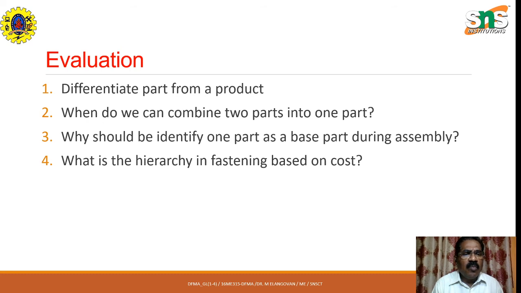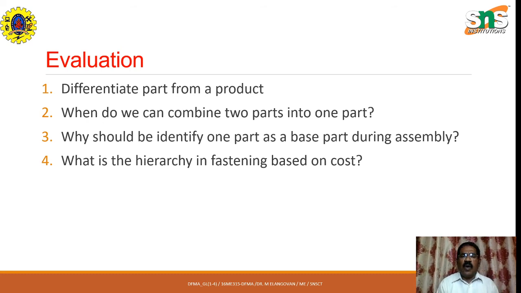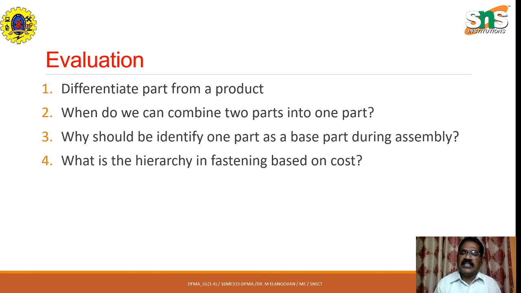Why should you identify one part as a base part during the assembly? The last one that we have said: it will be easy for locating, and it will bring down the component number also, and help with locating, transporting, etc. I try to have a base part on which all the other components get assembled. It is much easier for assembly.